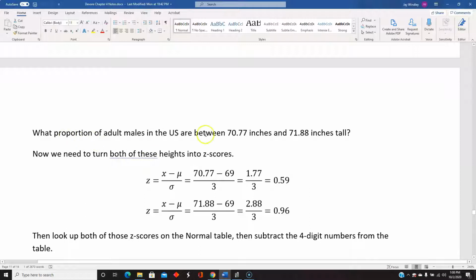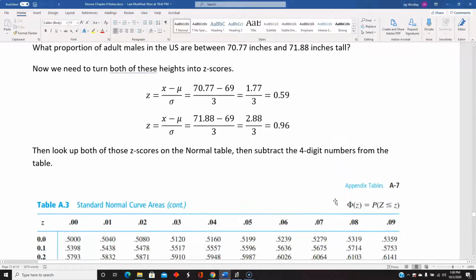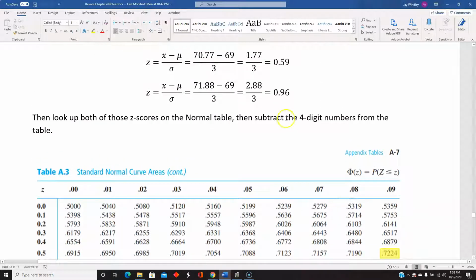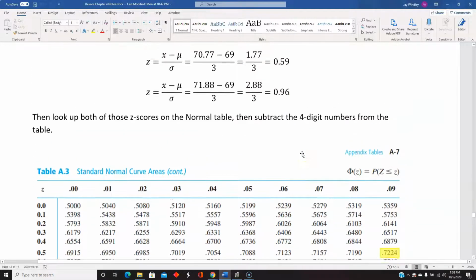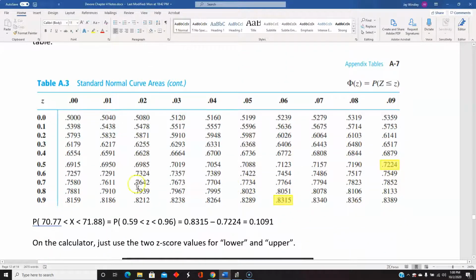A lot of times we'll have a problem with "between." So between 70.77 inches and 71.88 inches. Now you have to turn both of those heights, both of those raw numbers, into Z-scores. And then you have to look up both of those Z-scores. I got a 0.59 and a 0.96. Look up both of those Z-scores on the table, 0.59 and 0.96.